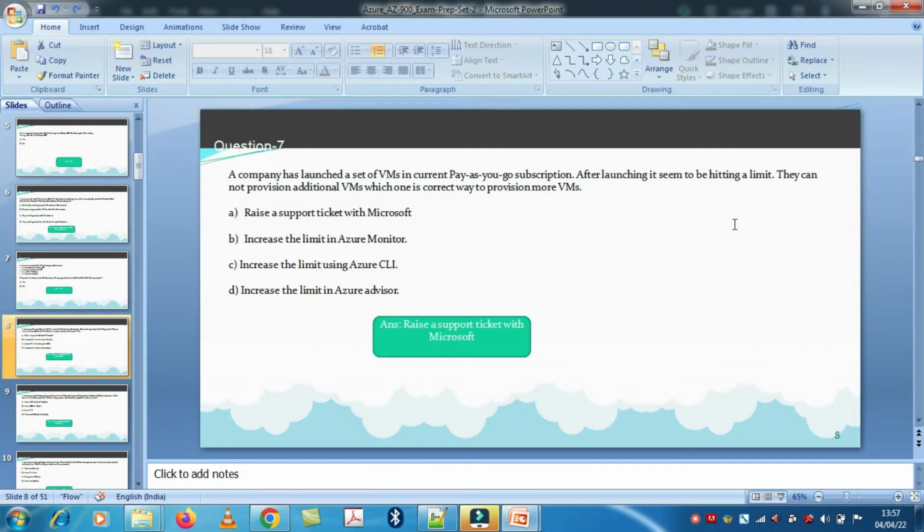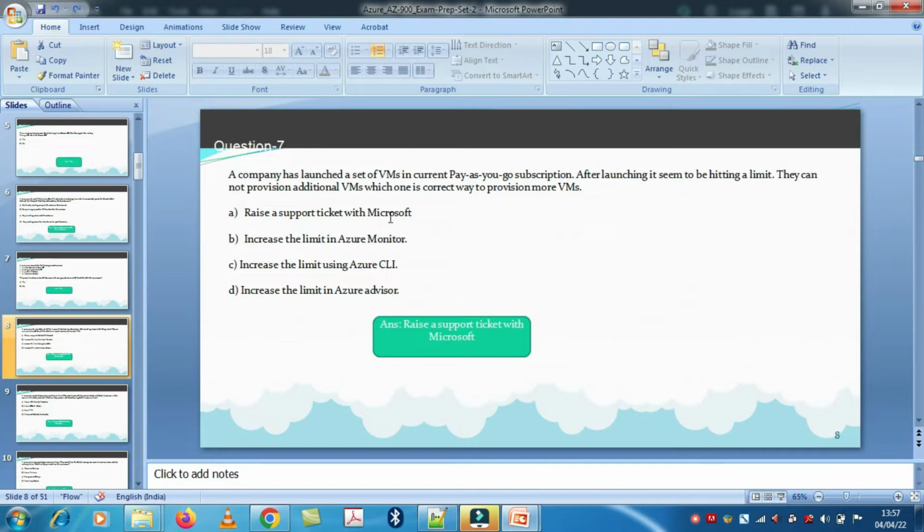Do you understand the question? Okay. Normally, if you use any cloud, whether it's AWS, Azure or any other cloud, as I said, it is a service, so pay as you go. The subscription which you take has some limit. But if you want to provision more VMs, what is the correct way to do that?